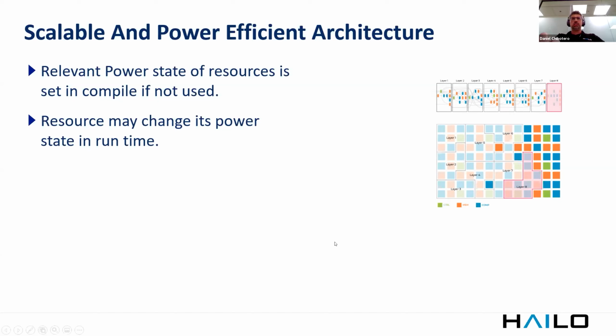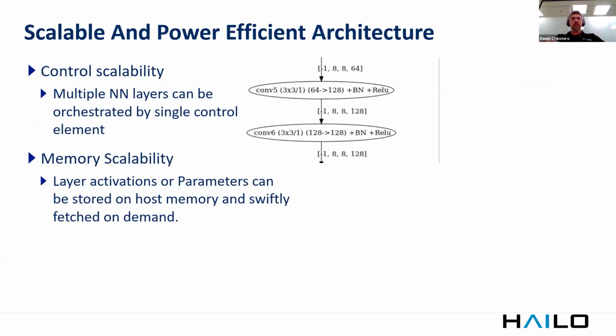So for each resource that is not used during compile time, we set it in a power down or deep sleep, depending on the resource. But in addition, we are able to change the power state of the resource during runtime if this resource is used in an intermittent method. So this is one example of how our software enables a power efficient solution.